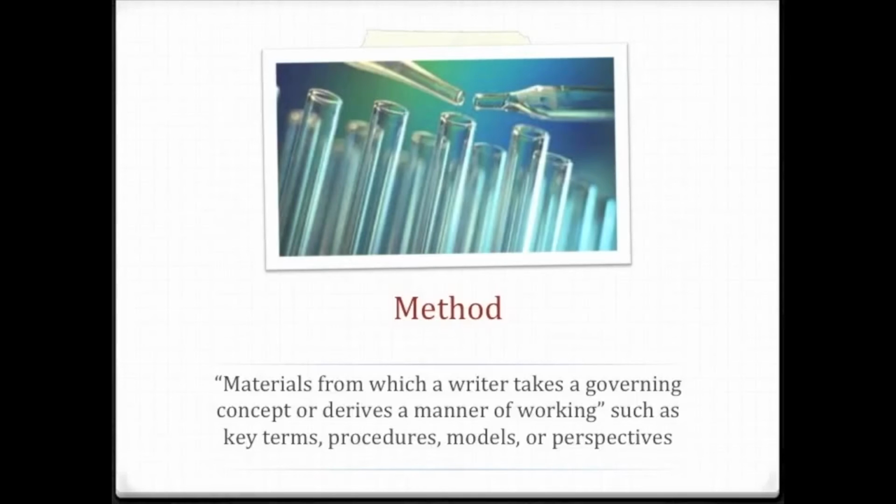For example, if there are key terms from a critical contributor to the conversation you're joining, you may want to use that key term. So what you're doing is selecting out that key term. If there's a procedure of making arguments or of undertaking a certain set of processes that you adopt from one of your sources, then you're using the source as a kind of method or methodology.